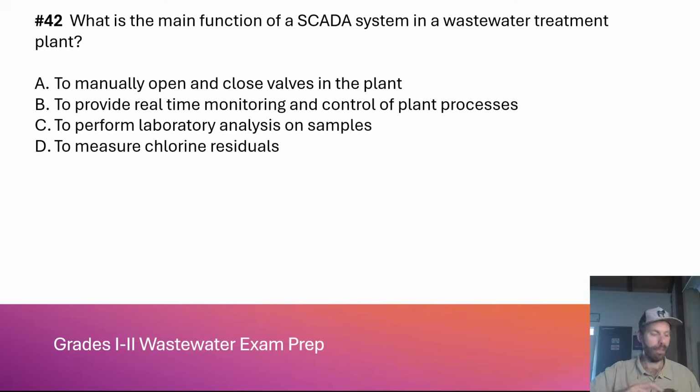So the best answer is B. Let me switch back over to my pen. See, I'm getting the hang of it. B, to provide real-time monitoring and control of plant processes.